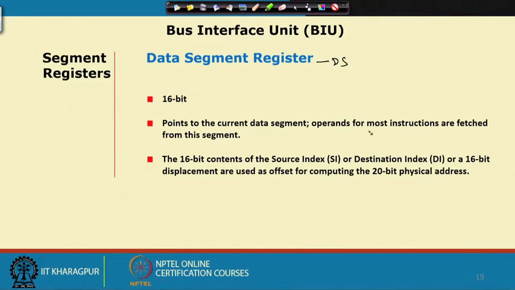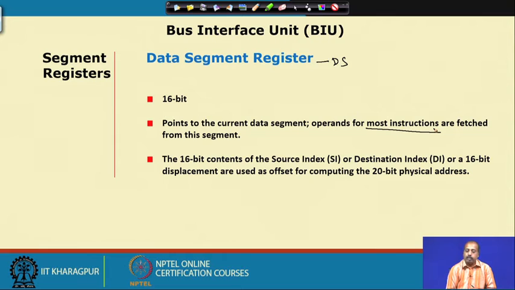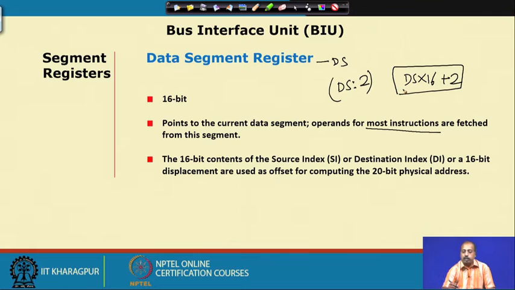Please note this term: it is most instructions. Suppose I want to get the content from memory location 2. When I say 2, this actually means DS:2, that is, the content of DS will be left shifted by 4 bits, that is multiplied by 16, plus 2. So, whatever the address, when I say I want to get the content from memory location 2, the location that will be accessed is DS times 16 plus 2.